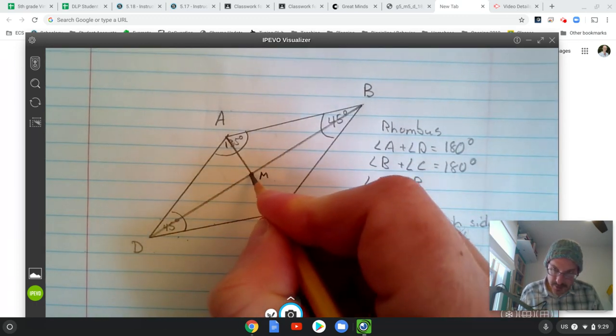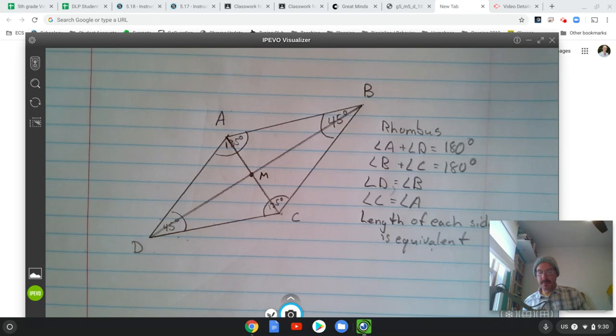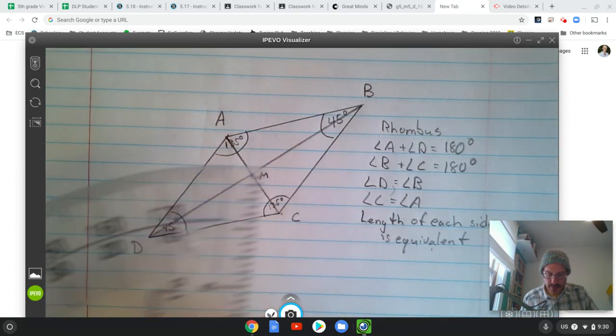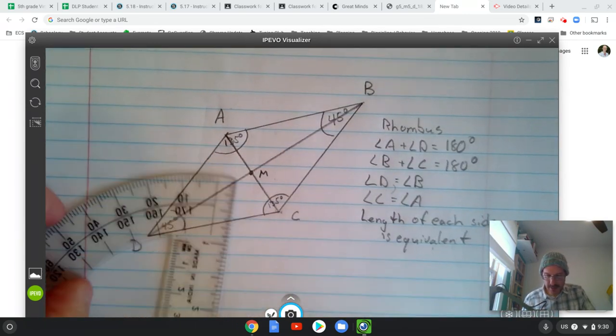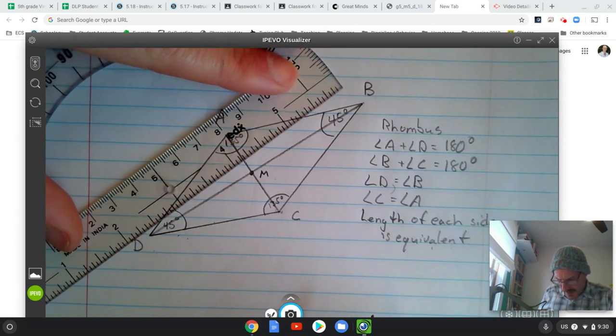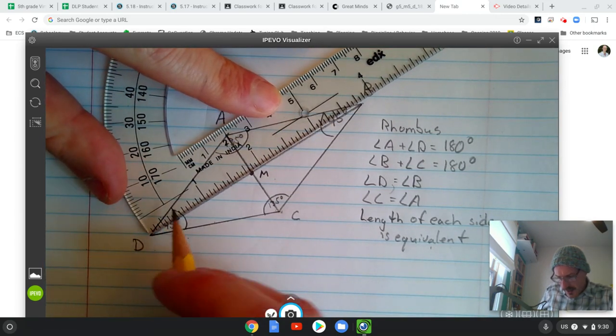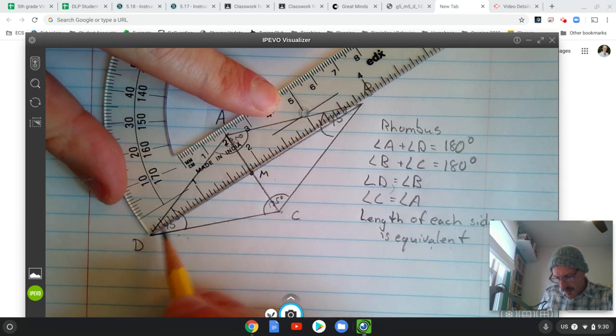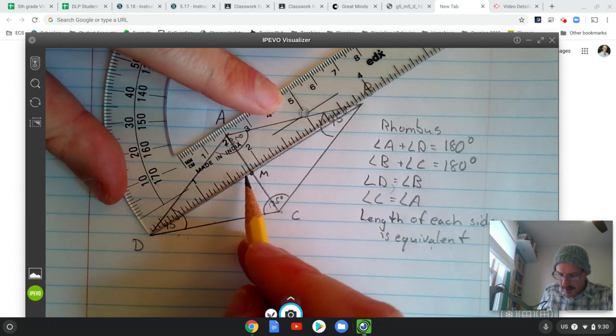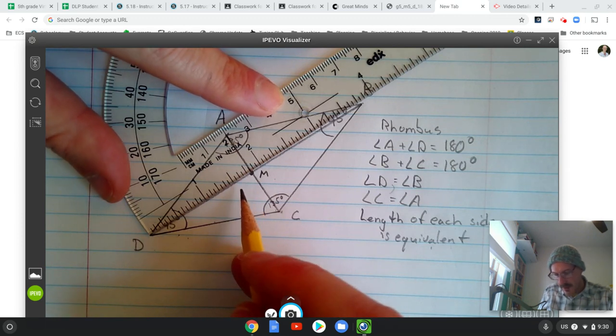That's why we called that M yesterday, the midpoint M. They bisected one another. And do these line segments also bisect one another? Well, let's measure them. This is, let's see, what is that? 1 and 3/4, 6, 7/8, 1 and 7/8 inches.